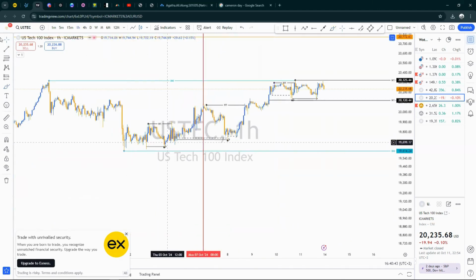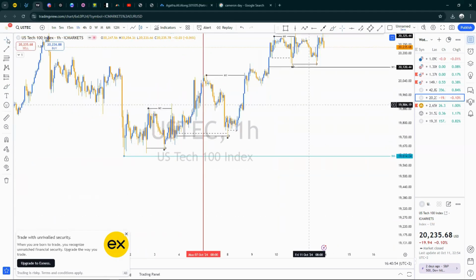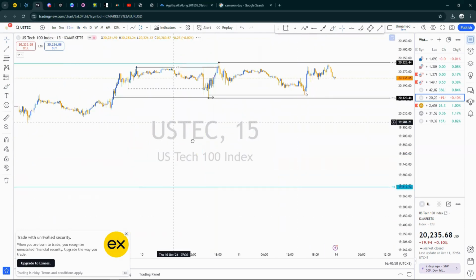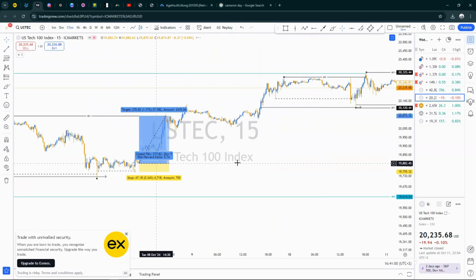I think, where was it? Yeah, here. It happened after this break. This was the liquidity we bought here. Stop loss was way below here. So it was a nice entry. So let's see if we have a 15 minutes range. Yeah, we did catch this buy.